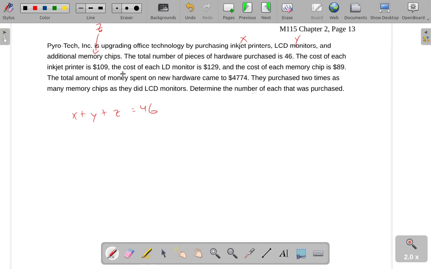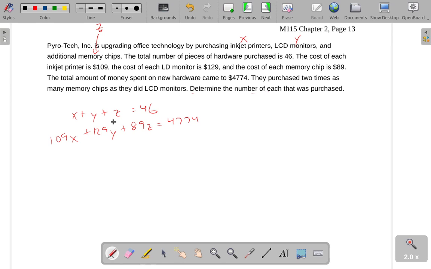The cost of each, and the total amount of money spent is this amount. So they gave us the cost of each and the total amount of money spent. Well, if we have an equation that relates the amount of money spent, we know the amount of money spent on inkjet printers is 109 times the number of inkjet printers. Similarly, 129 times Y and 89 times Z for memory chips. And in total, this should be 47.74.